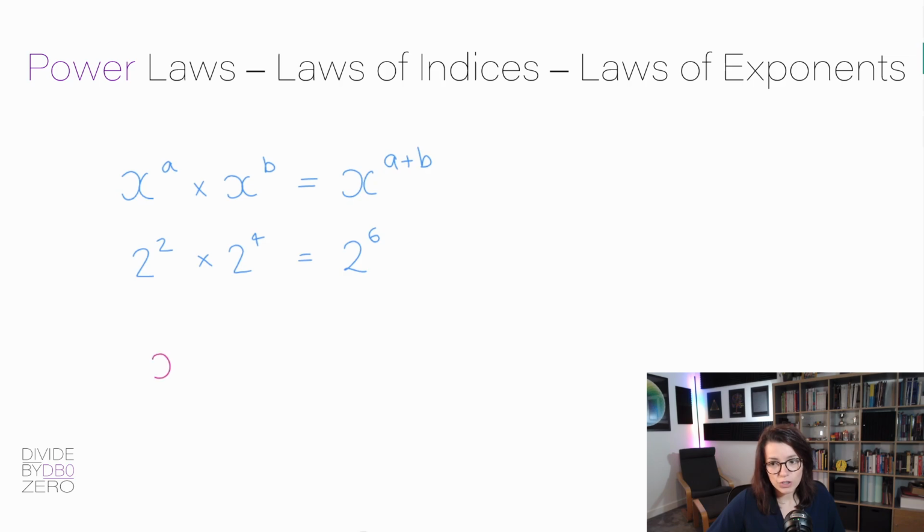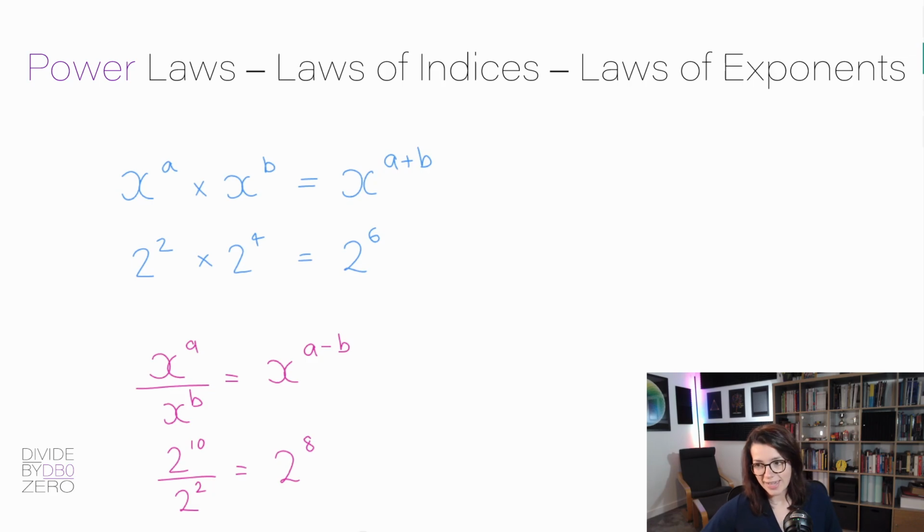If we've got two numbers with powers that are divided by each other, then you subtract the powers. So that's the same as x to the power of a minus b. So if we've got 2 to the power of 10 divided by 2 to the power of 2, that's the same as 2 to the power of 8.